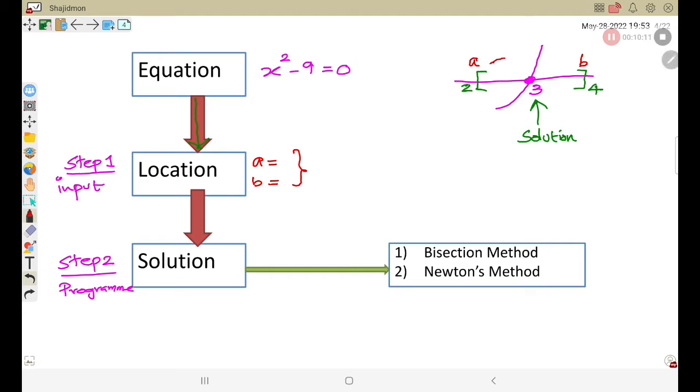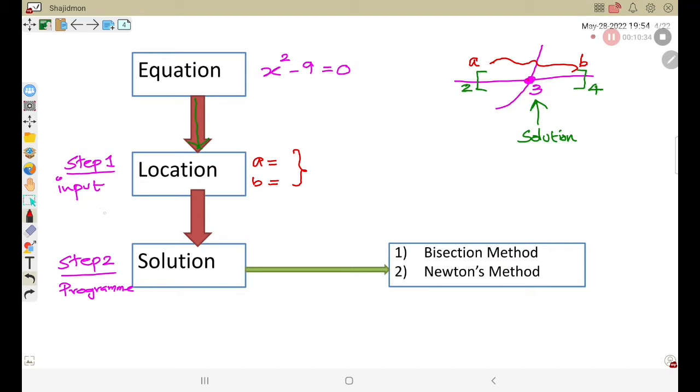See, this is the shortest interval containing the solution 3. Correct, 3 is inside that location. If the solution number is inside that location, then only will the solution come from the program. So we are finding the location of the root first: what is the number a and what is the number b, such that our answer will be in between a and b. This is the first condition.